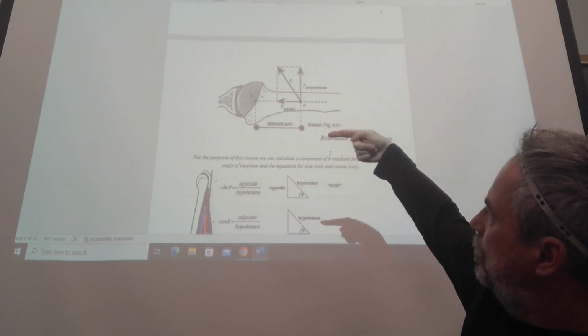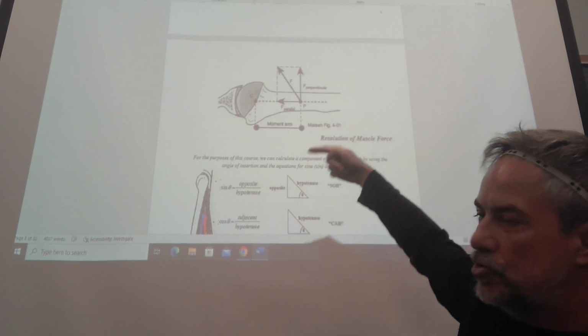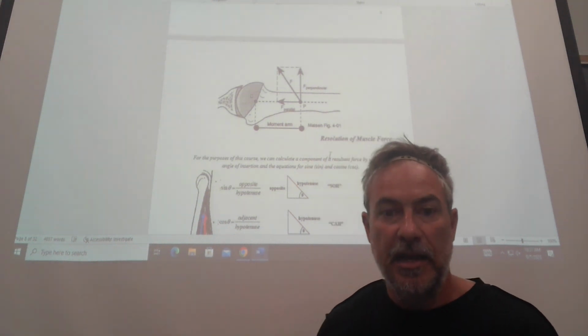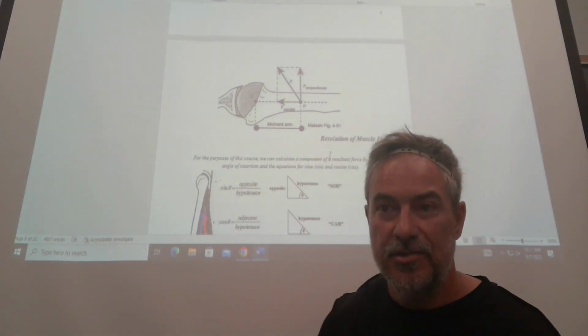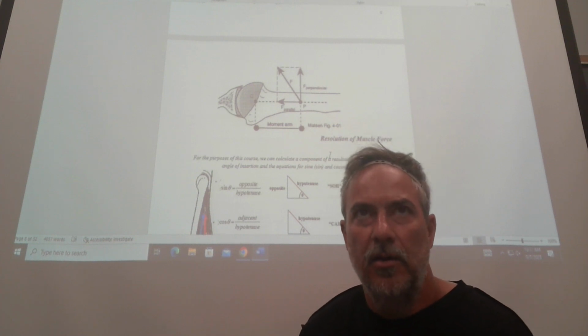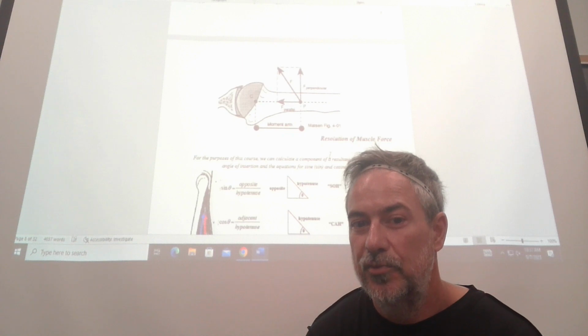Some of that pull is in the x, some of that pull is in the y. Those are two different functions. The x component of that muscle's pull isn't trying to rotate me. It's kind of crazy to think, huh, that your muscles are pulling, but not all of that pull is trying to produce joint motion.